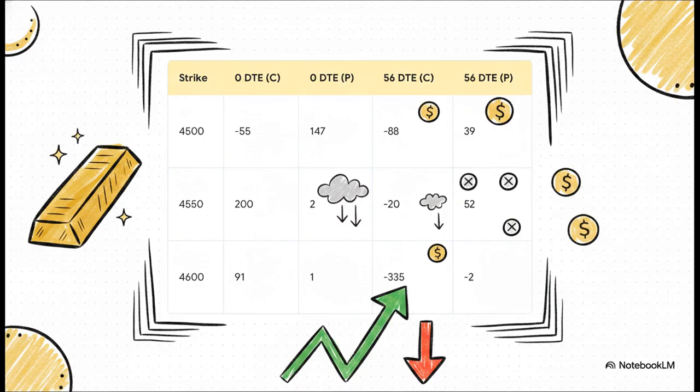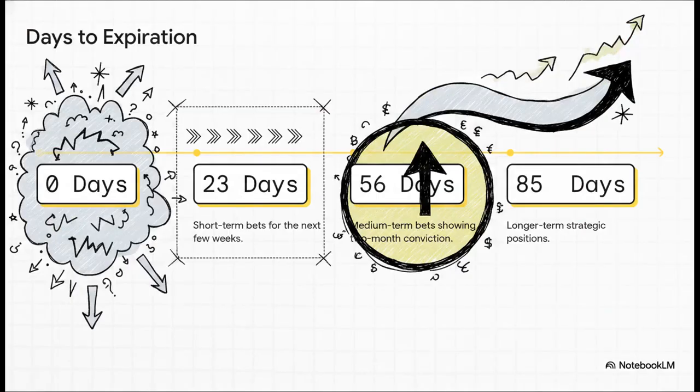For example, if you track the 4,500 strike row over to the 0 DTE puts column, you see a positive 147. That means traders are laying down 147 fresh bets that the price is going to drop. It is a direct window into institutional bias. But here's the thing. You can't just stare at the raw numbers. You have to factor in the time horizon.